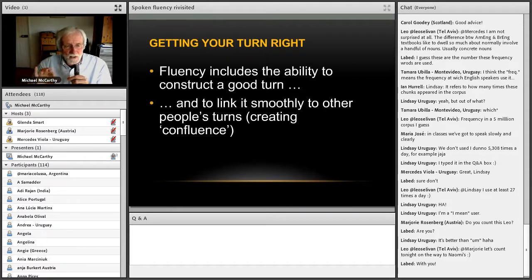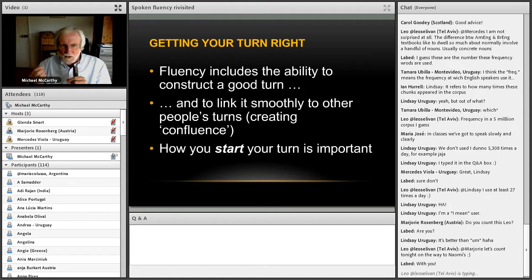And what you're trying to do is to create a conversation which is fluent, not just I need to be fluent or he or she needs to be fluent. We need to create flow. We need to create a fluent conversation.